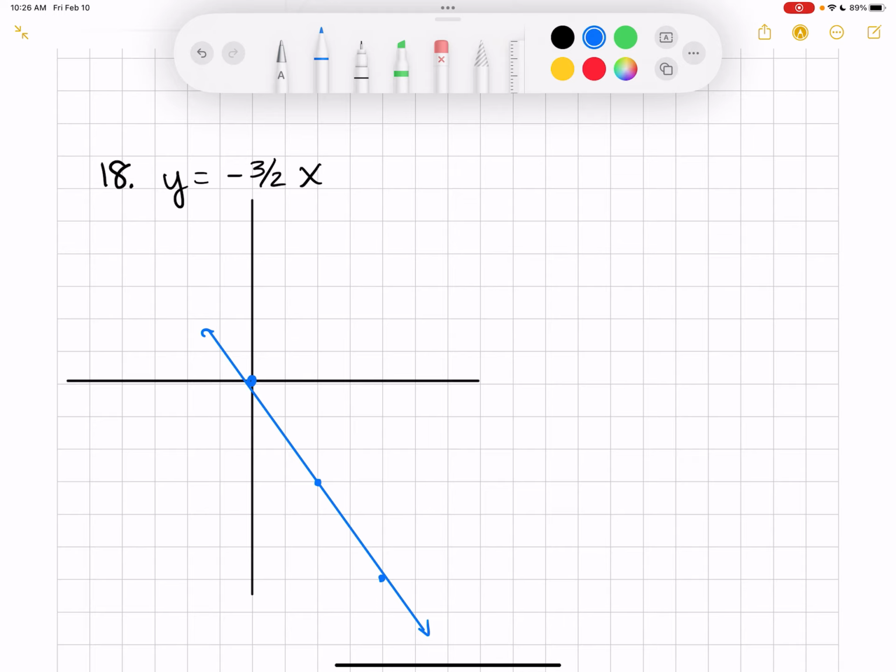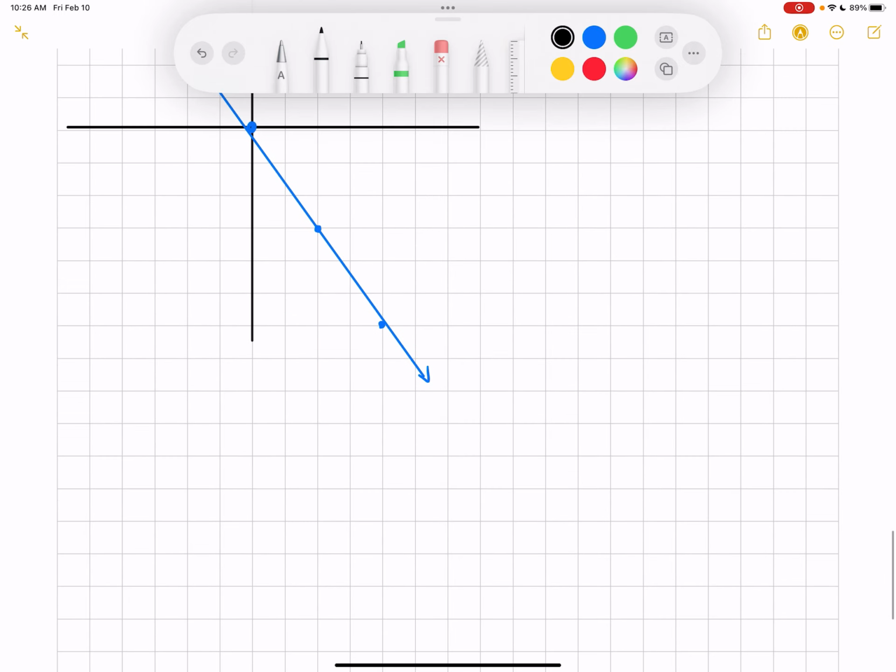Let's look at one more of the graphing ones. 20. So this one is 10y is equal to 25x. So it's not ready to graph yet. Do you know what I need to do? Divide 10 on both sides. Yep, so I'm going to divide by 10.